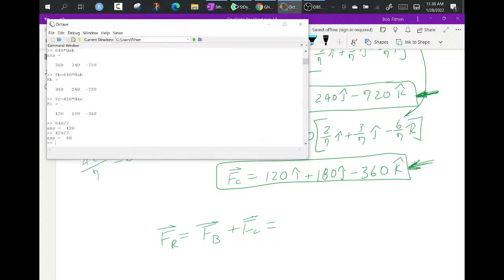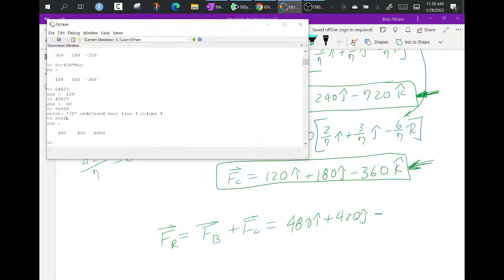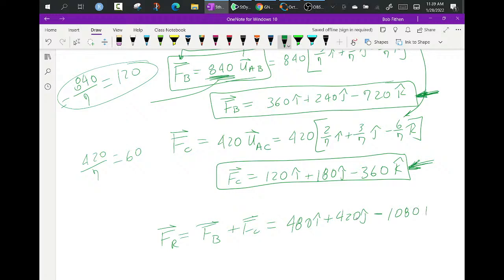Or I can go to Matlab or Octave, which is what this is. And I can say FC plus, did I hit a plus? Yeah, FB. I think I hit a caps lock there. FB. There we go. So 480, okay, yeah, 480, 420. So it becomes 480 I plus 420 J minus 1080 K. And that's it.